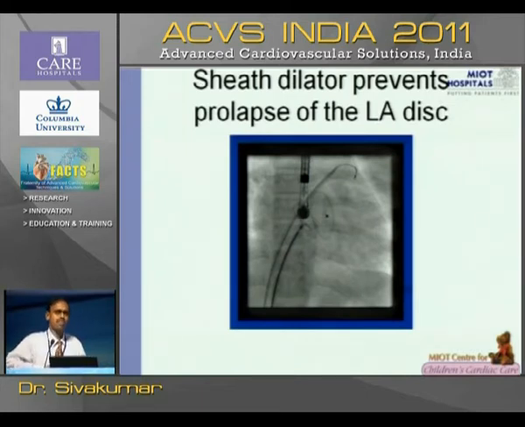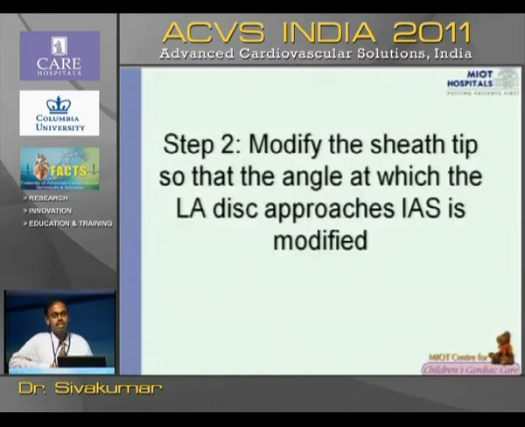This worked reasonably well when the ASD devices were between 25 and 30, but when the device is very large at 38, 40, and the defect is very large at 36, 34 and so on, these strategies didn't work. So then came the second strategy. These were the strategies that were followed in the early 2000 to 2002.